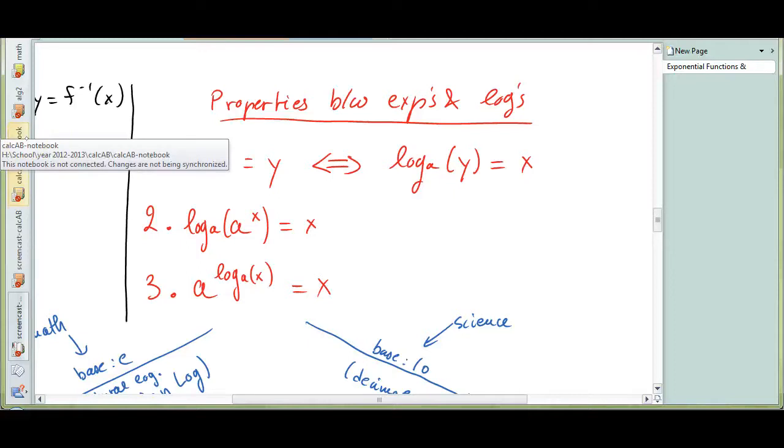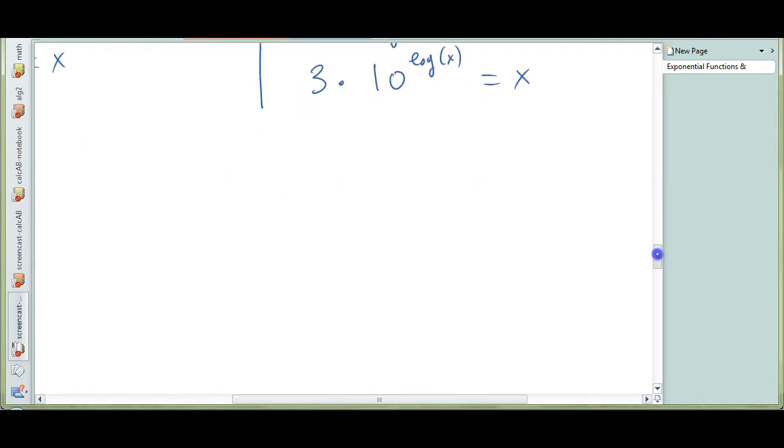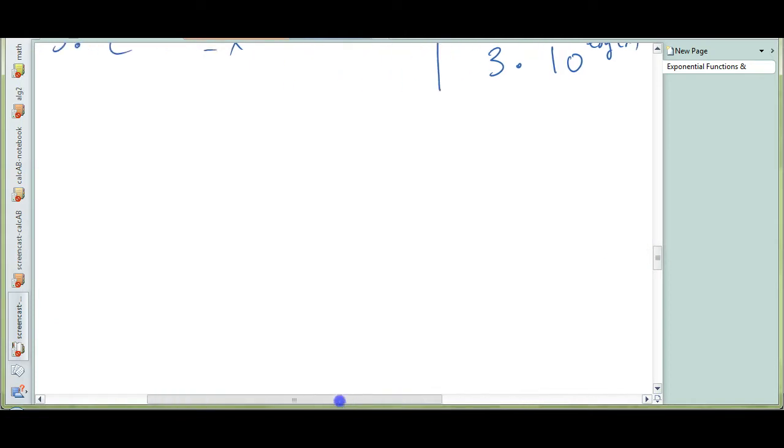Alright, welcome back. In the previous video we covered the properties of logs and exponentials. Basically these three properties right here, very important. And you see in all three properties you have a log and you have an exponential. Now, what I want to do right now is cover the characteristics of logs and the characteristics of exponentials.